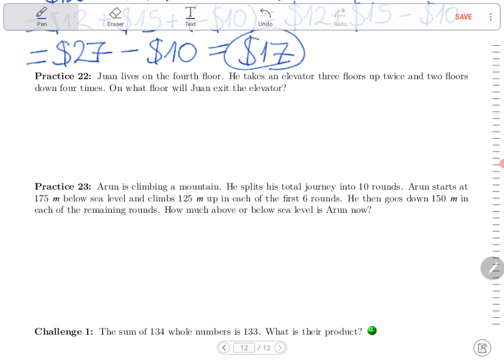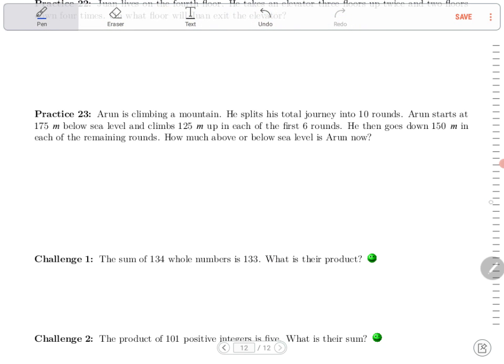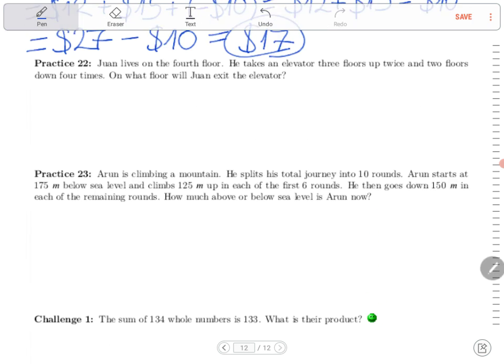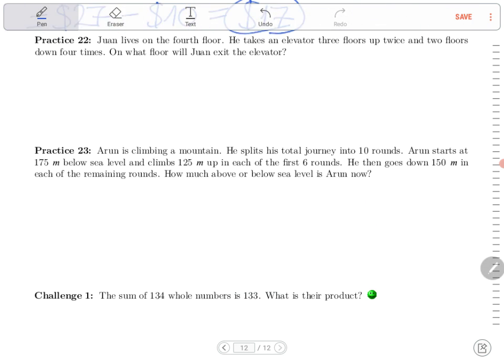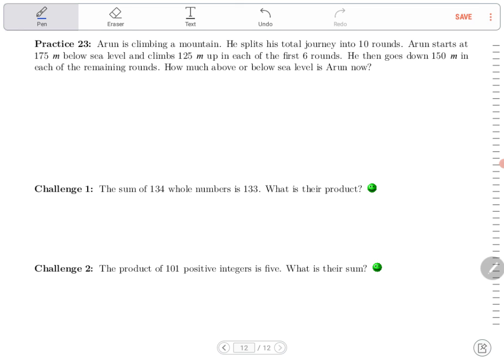As for the rest of the problems, I'll leave them for you. They work in basically the same way. The challenge problems are a little bit different. They require a little bit of harder and different thinking, but that's why they're challenge problems after all.